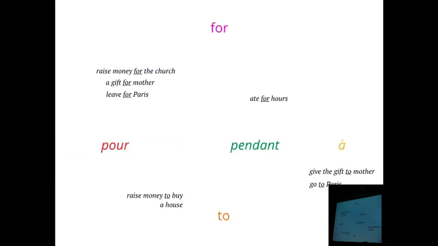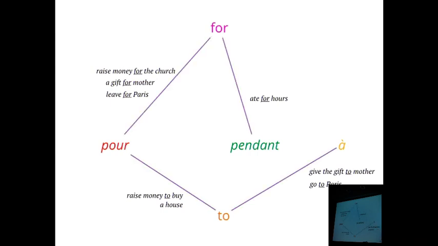versus the French prepositions pour, pendant, and à. And unfortunately for machine translation, the translation mappings are not one-to-one. So we have, a gift for somebody would translate, I'm told, as pour, whereas "for" marking a duration would be pendant.